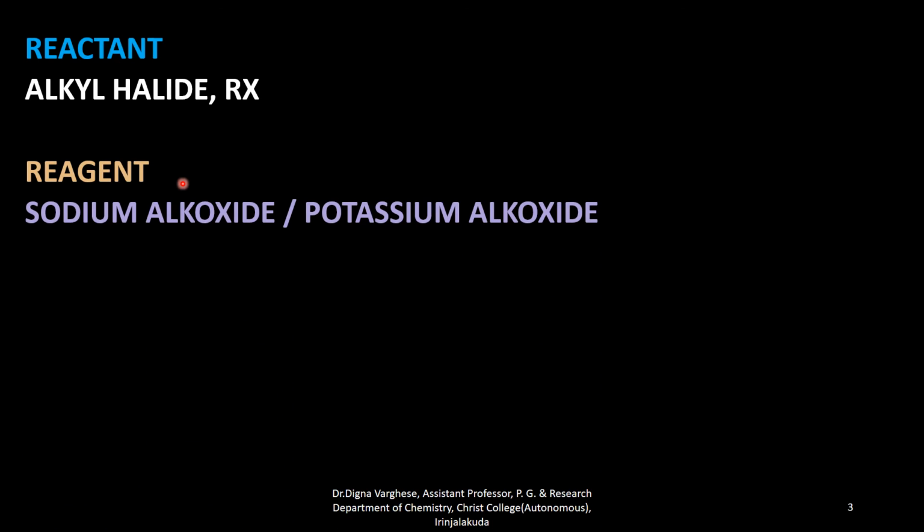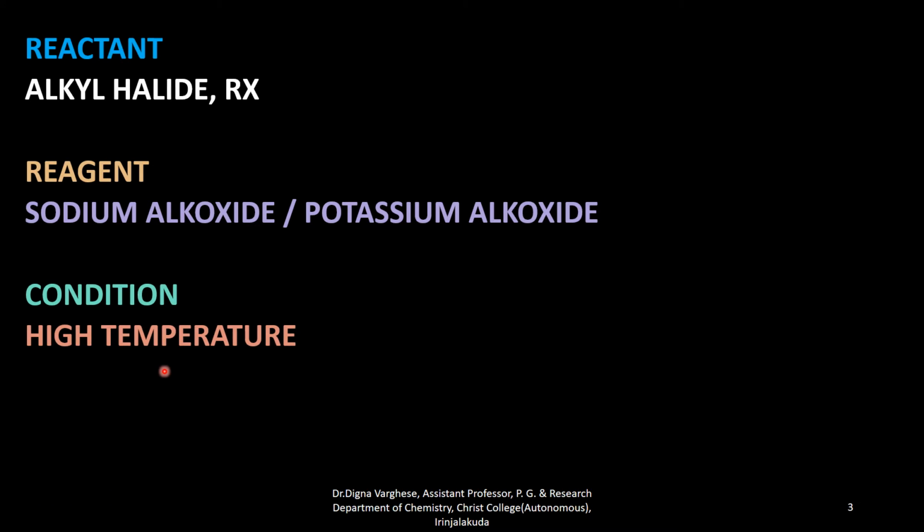The reactant in Williamson's ether synthesis is an alkyl halide, and the reagent used for the synthesis of ether is sodium alkoxide or potassium alkoxide, and the reaction condition is high temperature, and the product formed by the reaction is ether. So this reaction is known as Williamson's ether synthesis. When an alkyl halide reacts with sodium alkoxide or potassium alkoxide at high temperature, it will give ether.